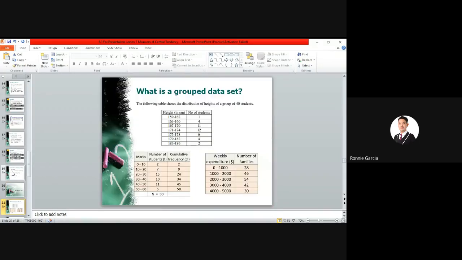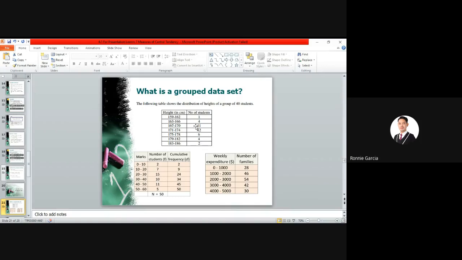So unsa ang dagway kung group data? Kung nang-ani ni sila, wala gihatag one by one ang data set. So that is group data. For example, kaning height and number of students in centimeters, naa 159 to 162 cm nga estudyante, isa lang kabuok. Wala ka kabalo kung unsa ang height nga naa dito within the range.